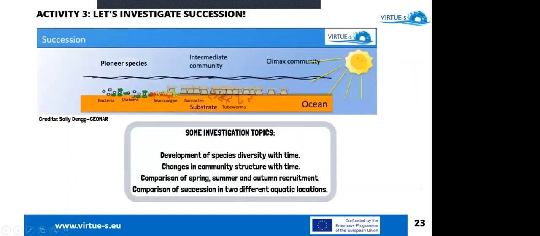You can decide to monitor through time some variables, such as the growth of fouling organisms on the discs, or how the number of species or the number of individuals change during time. You can also compare the spring, summer, and autumn recruitment, and also do a comparison of succession in different aquatic locations.